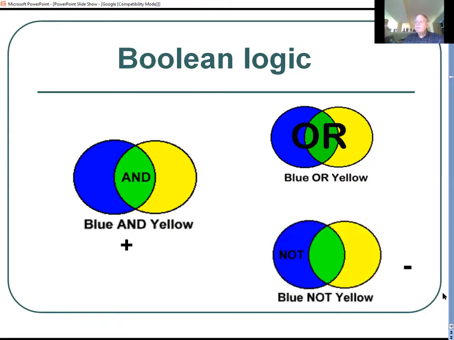If you put not, and you want blue, not yellow, you'll note that all you're going to get is the blue area. So this is how Boolean logic works, so you understand it. Okay, moving on.